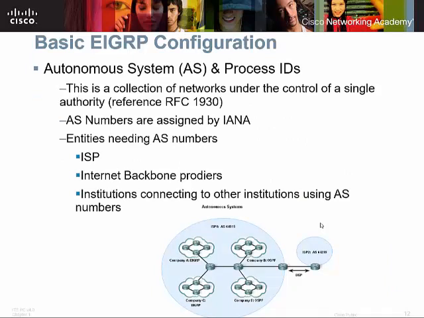Now, EIGRP routers are configured in something called an autonomous system. And we can think of this as kind of like a domain, almost like a Microsoft Windows domain, which allows the routers to talk to each other. And this is what lends to some of its scalability. We can define multiple autonomous systems in really large networks and control, as you can see by the diagram here, how they're going to talk to each other.